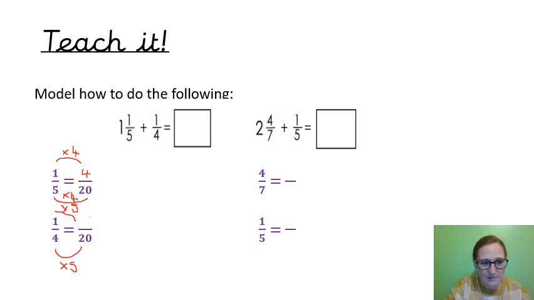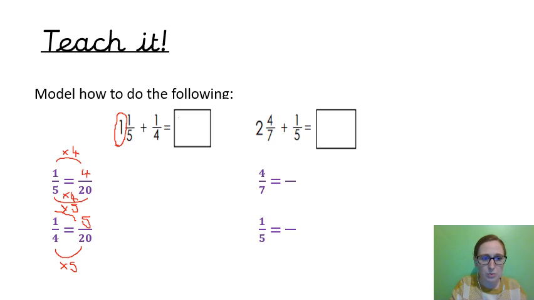1 times 5 is 5, so 1/4 is the same as 5/20. So now I can add them together. We already know how to do 4/20 add 5/20. That would be 9/20. But what we must not forget here, because it would make a column mistake, hint for later on, we mustn't forget that we've also got this 1 here.